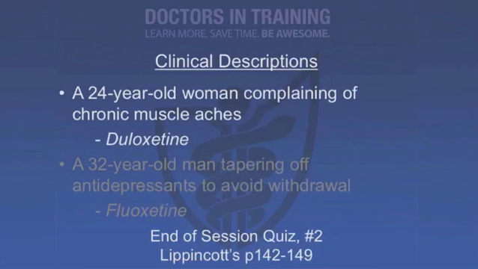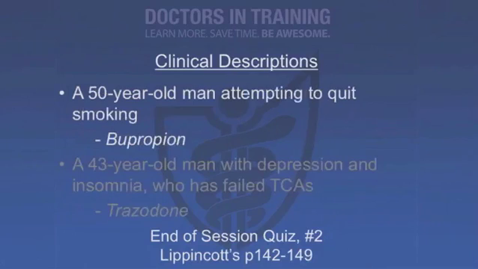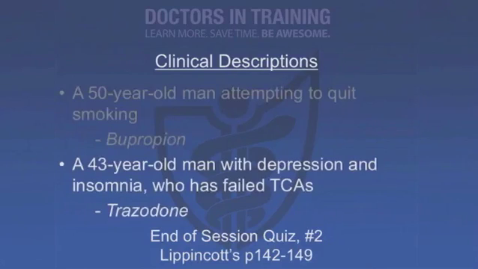24-year-old woman complaining of chronic muscle aches. Duloxetine. 32-year-old man tapering off antidepressants to avoid withdrawal. Fluoxetine. 50-year-old man attempting to quit smoking. Bupropion. 43-year-old man with depression and insomnia who has failed TCAs. Trazodone.